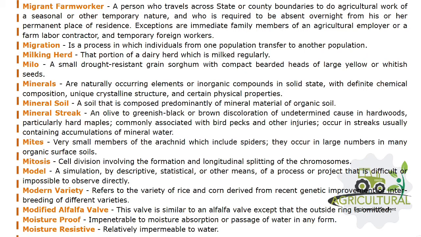Model, a simulation, by descriptive, statistical, or other means, of a process or project that is difficult or impossible to observe directly. Modern variety, refers to the variety of rice and corn derived from recent genetic improvement or interbreeding of different varieties. Modified alfalfa valve, this valve is similar to an alfalfa valve except that the outside ring is omitted. Moisture-proof, impenetrable to moisture absorption or passage of water in any form. Moisture-resistive, relatively impermeable to water.